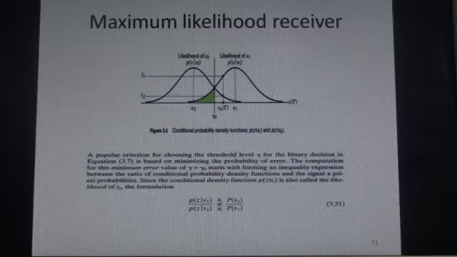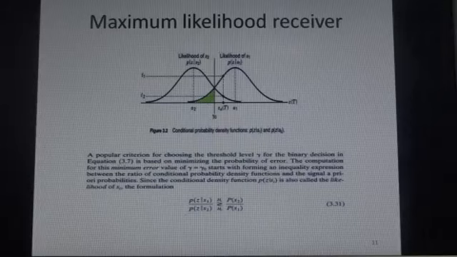Now we will talk about the maximum likelihood receiver. A popular criterion for choosing the threshold level gamma for the binary decision is based on minimizing the probability of error. The computation for the minimum error value of gamma, equal to gamma naught, starts with forming an inequality expression between the ratio of the conditional probability density functions and the signal a priori probabilities. Since the conditional density function is also called the likelihood of S1, the formulation is given below in equation 3.31, where P(S2) stands for the probability of S2 being transmitted and P(S1) stands for the probability of S1 being transmitted.